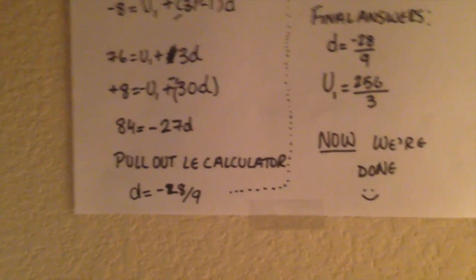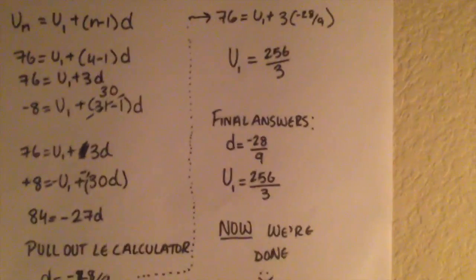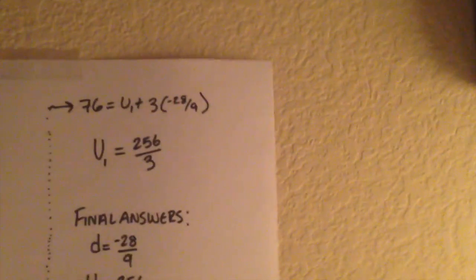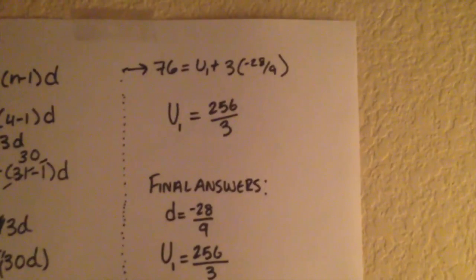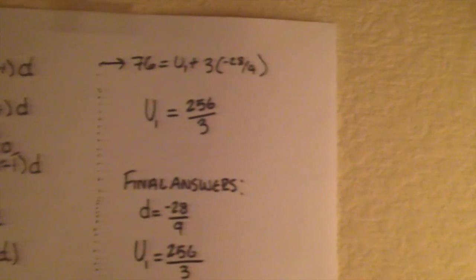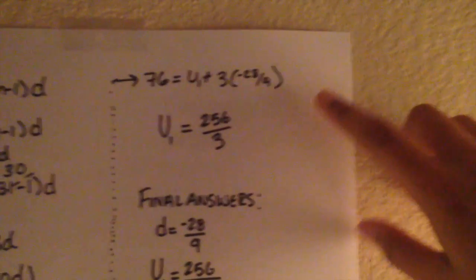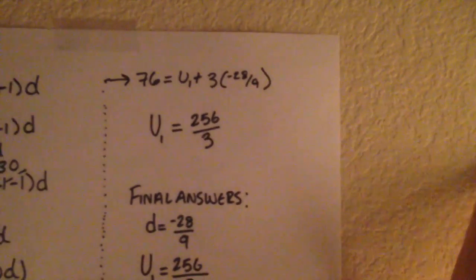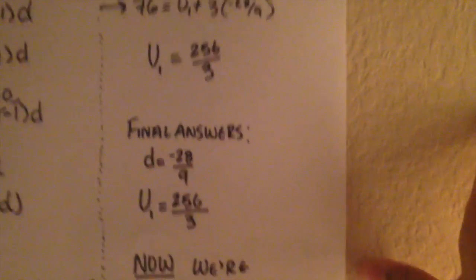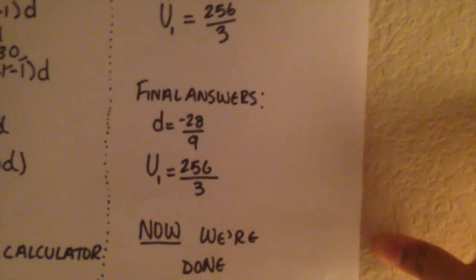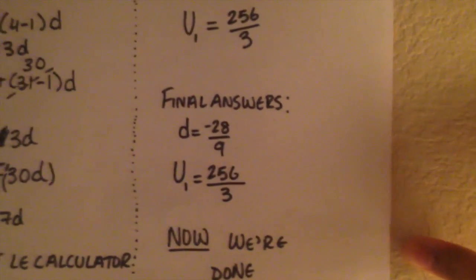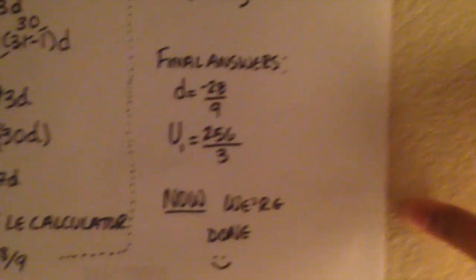That was a bit ugly, wasn't it? But you're not done. You gotta find u1. So now you just plug d back into one of the equations. I chose u of 4, and you get u of 1 is equal to 256 over 3. So now your final answers: the difference is negative 28 over 9, and u1 is 256 over 3. Yes, now we are done.